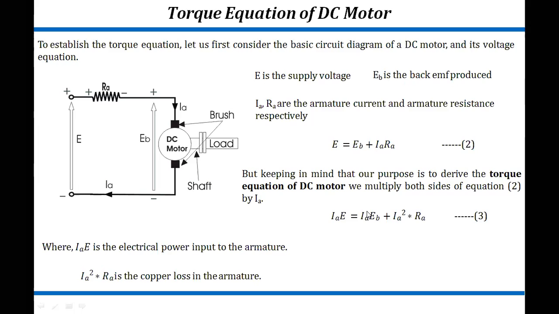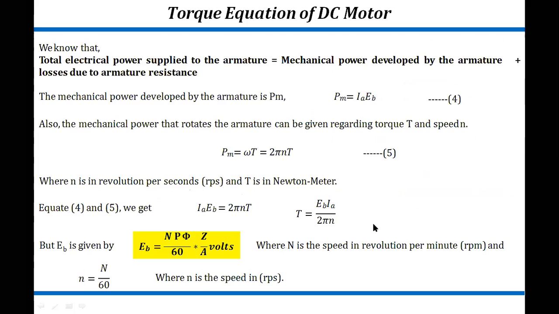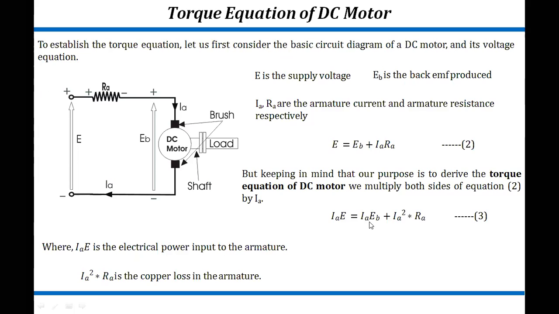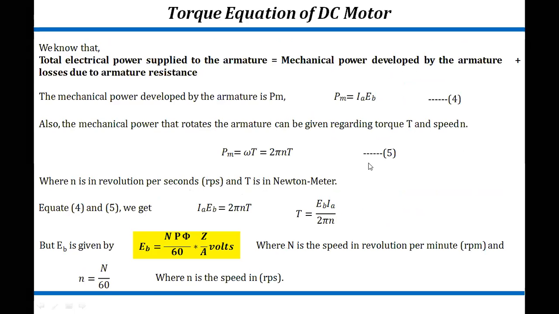Here we are aware of the mechanical power. Mechanical power is equal to IA into EB. We can take this power. Here, IA is the armature current and RA is the armature resistance, so IA squared RA is the power loss, or the copper loss in the armature conductor. And this power IA E is the electrical power input to the armature. So we can take PM equal to IA EB. This is nothing but the mechanical power.